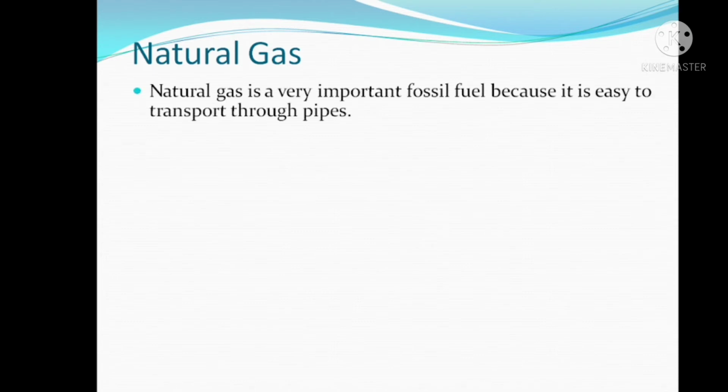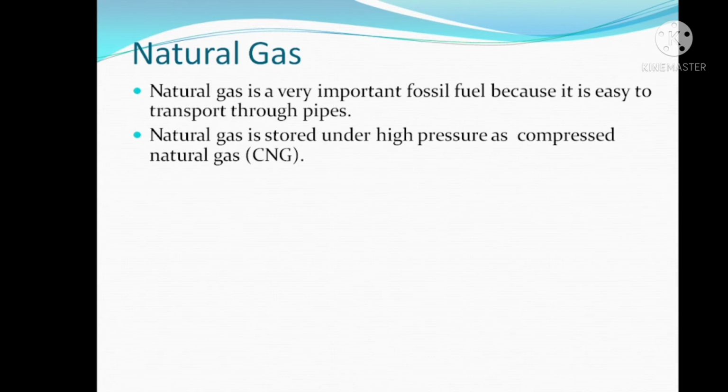Out of that, we'll see natural gas. Natural gas is a very important product and is also a fossil fuel, because it is easy to transport through pipelines. As you can see nowadays, Adani Gas or GSPC are supplying gas into our homes. So these basically come from natural gas.